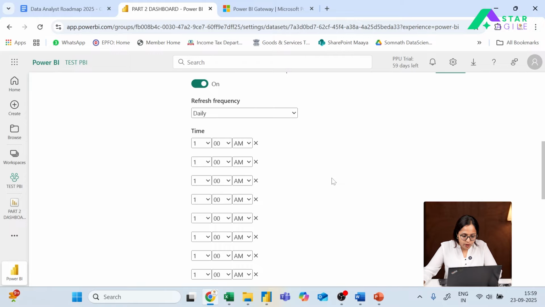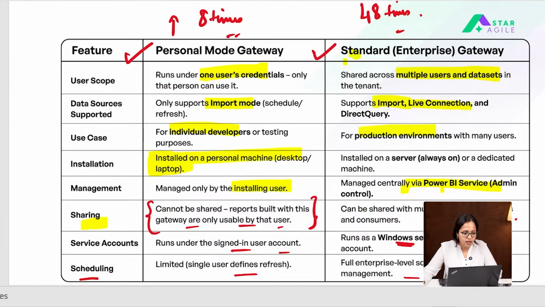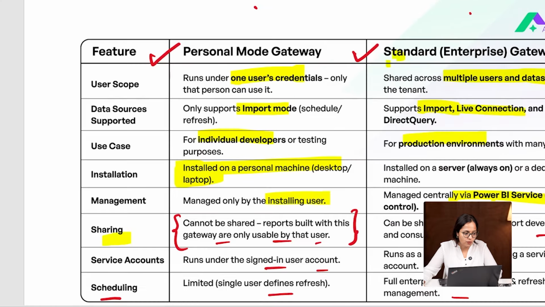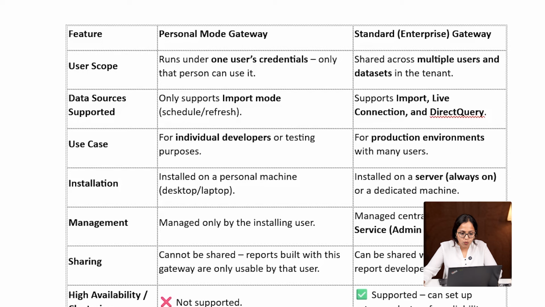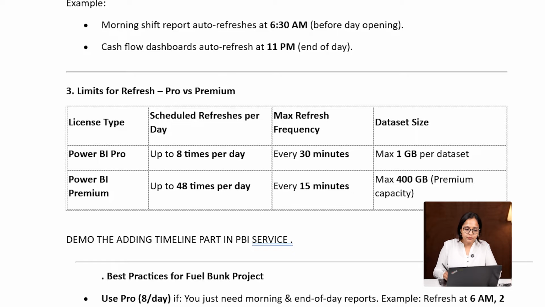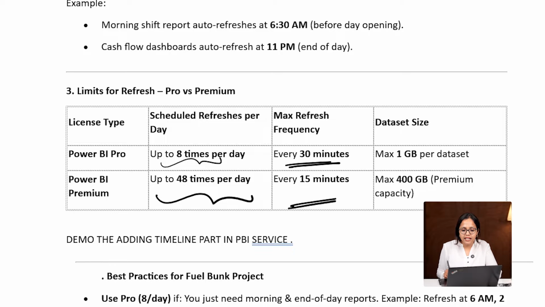What I want to correct from the earlier explanation is with respect to the license, guys. This is not with respect to the personal mode and standard mode. It is with respect to the licenses that you have in place. With the pro license, if you are a pro user, you can use this 8 times a day, and if you are a premium user, you have more benefits and you can actually use it 48 times a day. Also the maximum frequency is 30 and 15 minutes. This is the limit for your refresh when it comes to pro or premium.